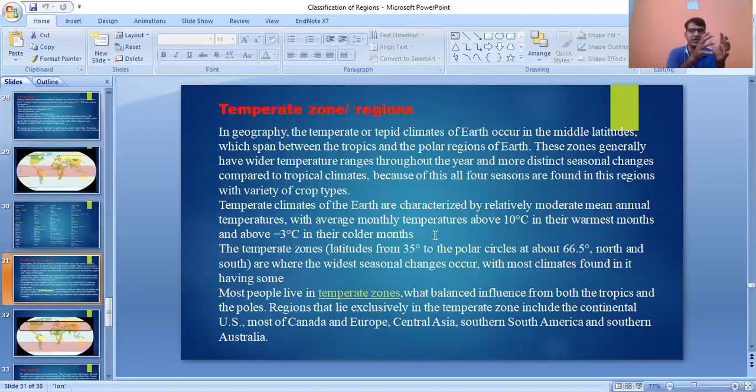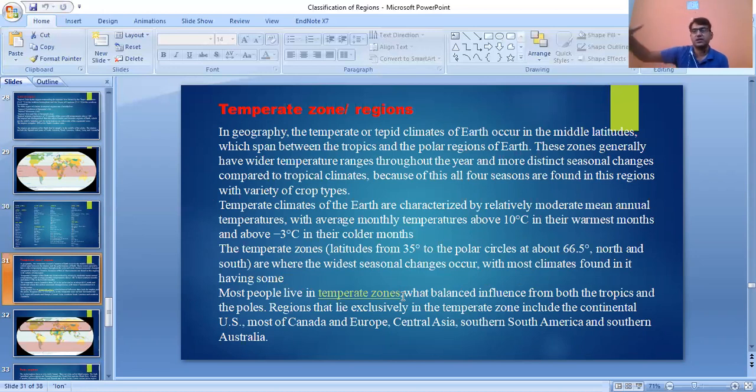There are also different countries. I'll show you on the map that there are different countries which don't experience such average temperature. Pakistan is also part of the temperate zone. I'll show it in a moment, but most of North America, almost the whole of Europe, and some parts of Central Asia, South America and Southern Australia are found in the temperate zone. So the temperate zone lies from latitude 35 to the polar circle at 65. From 35 to 65 north is where the widest season range occurs. Most people live in the temperate zone, which is very important to understand here. Most of the people of the world are living in the temperate zone.